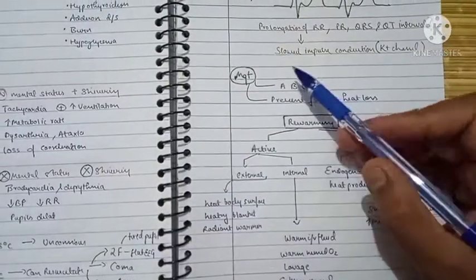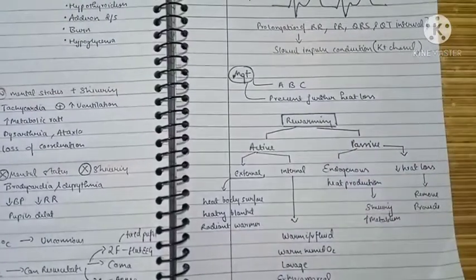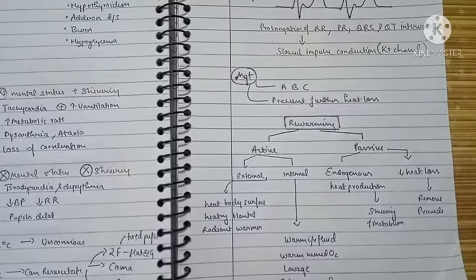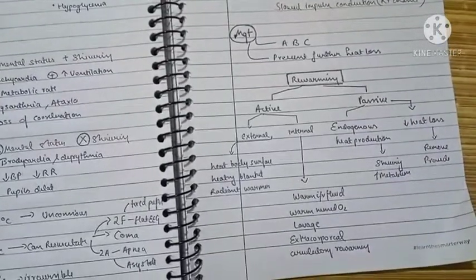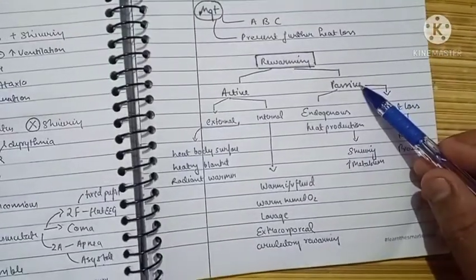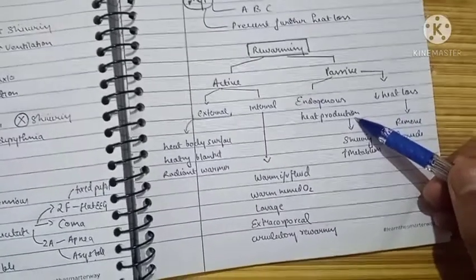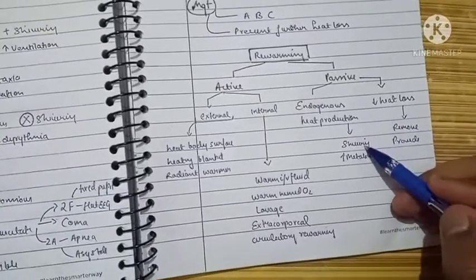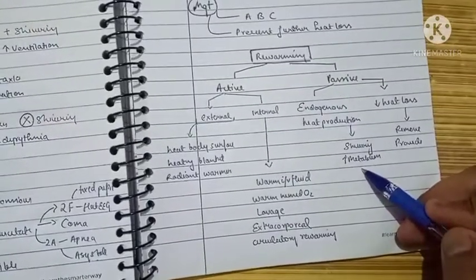The first thing first, we have to manage the airway, breathing and circulation, following which we have to prevent further heat loss in the patient. Then we go for rewarming. The rewarming can be either passive or active. In the passive processes, the patient himself goes for endogenous heat production. How is that so? He goes for shivering and increased metabolism that leads to thermogenesis.